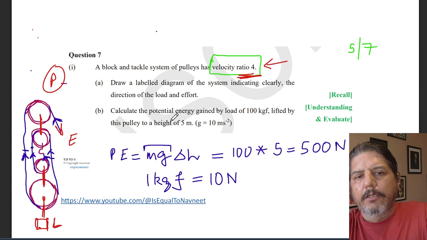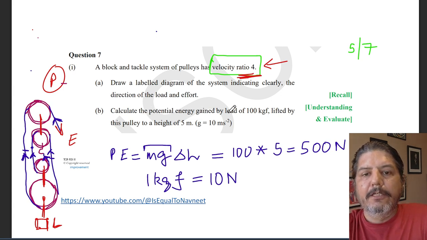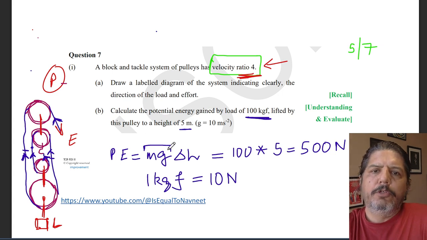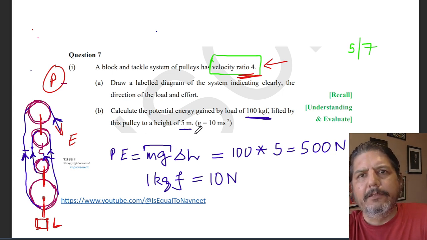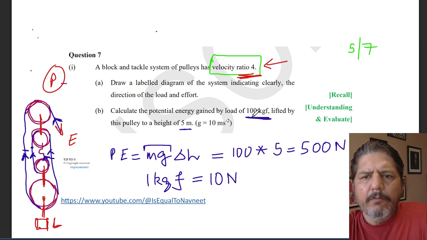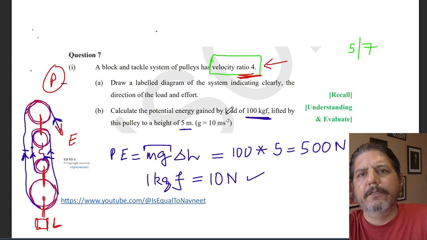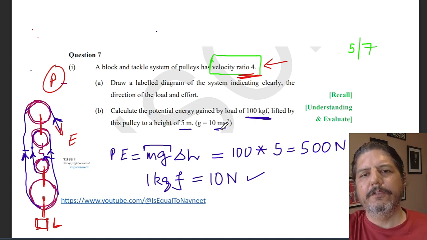The second part: calculate the potential energy gained by a load of 100 kgf lifted by this pulley to a height of 5 meter. So potential energy is equal to mg delta h. We know that. In this case, what we need to understand is the conversion factor: 1 kgf is 10 Newton, because g is given to be 10 meter per second square.